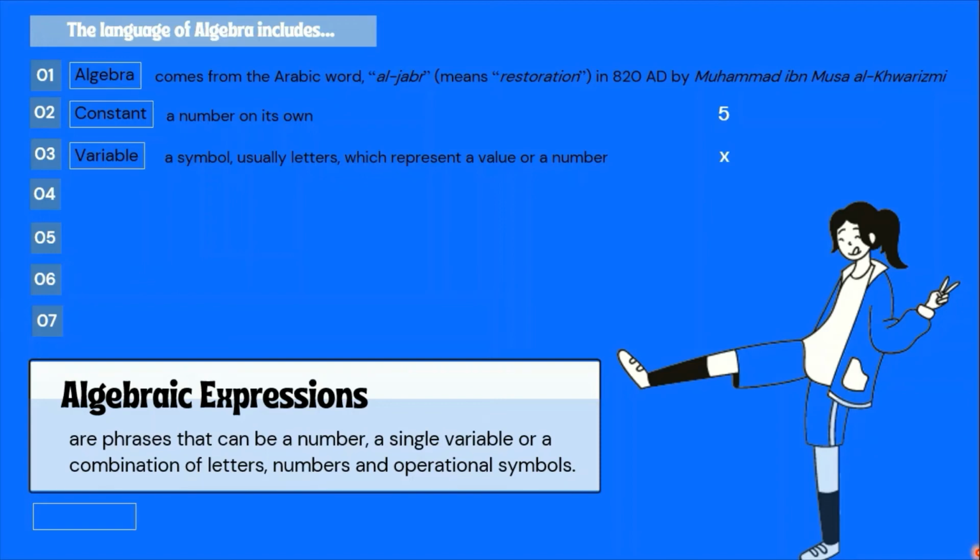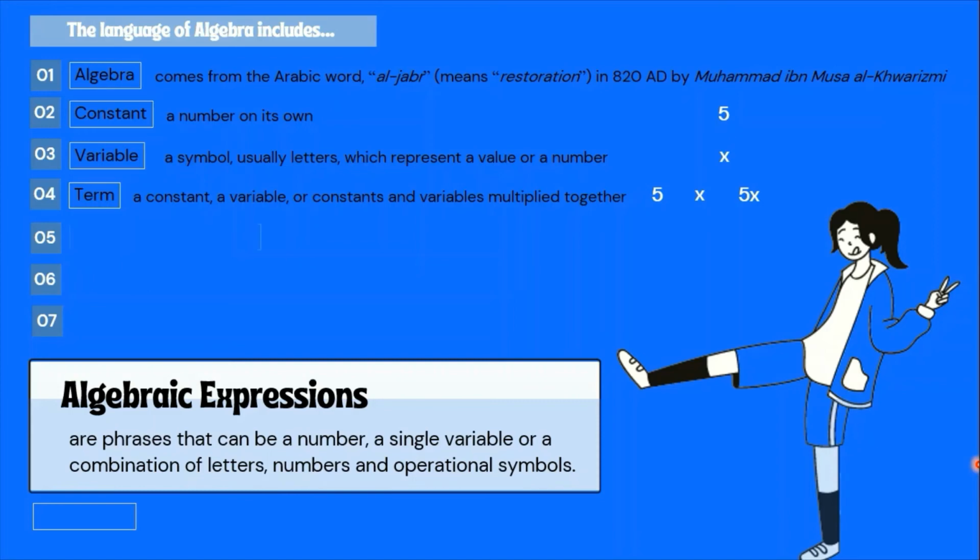Another language of algebra is term. It is a constant, a variable, or constants and variables multiplied together. An example of term ay 5. A constant is a term. Pwede rin yung x because a variable is also a term. Or pwede rin naman na combine sila together. Implied na sila ay kailangang i-multiply, magkadikit sila. So those are examples of terms.